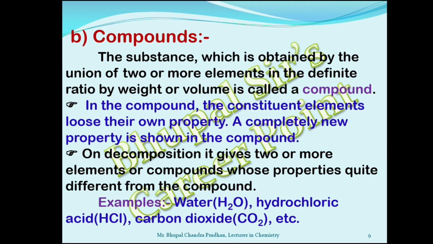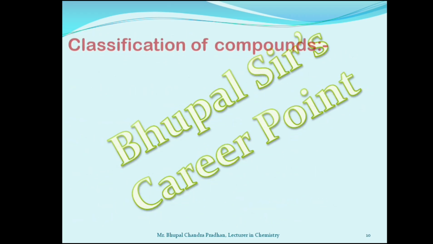In case of compound, the constituent elements lose their own property. Let us take the example of water. Water is formed from hydrogen and oxygen. Hydrogen burns itself. Oxygen is a supporter of combustion. But the compound formed from hydrogen and oxygen, water, can diminish the fire. Thus, the constituent elements lose their own property. A completely new property is shown in the compound.